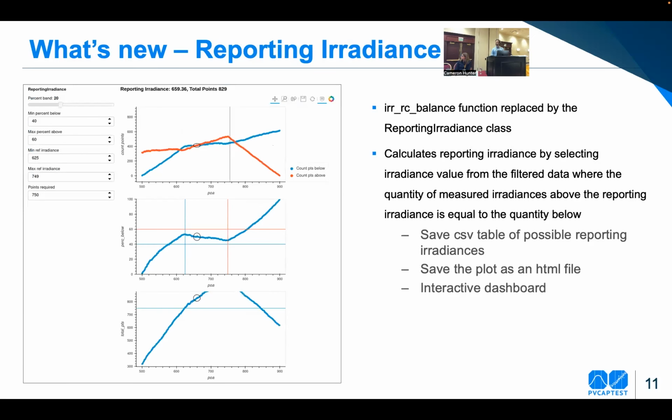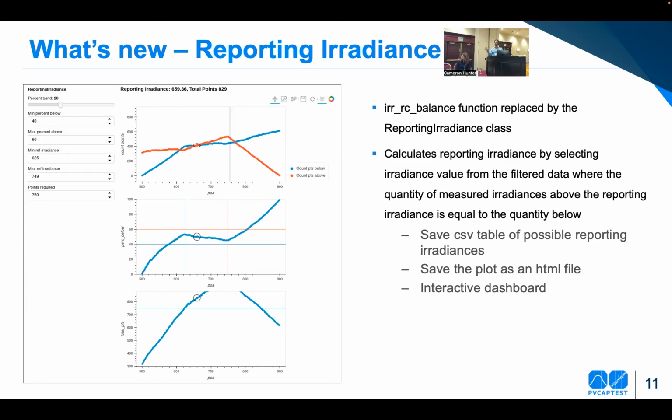So for reporting irradiance, the default approach to calculating reporting irradiance is to follow the ASTM, I think it's 29 one. And the default there is to calculate the 60th percentile for irradiance. So that's the default behavior. There's pretty common contract language that uses a different approach and tries to find a balance of the amount of data that you have above or below the irradiance value that you pick for your reporting irradiance.